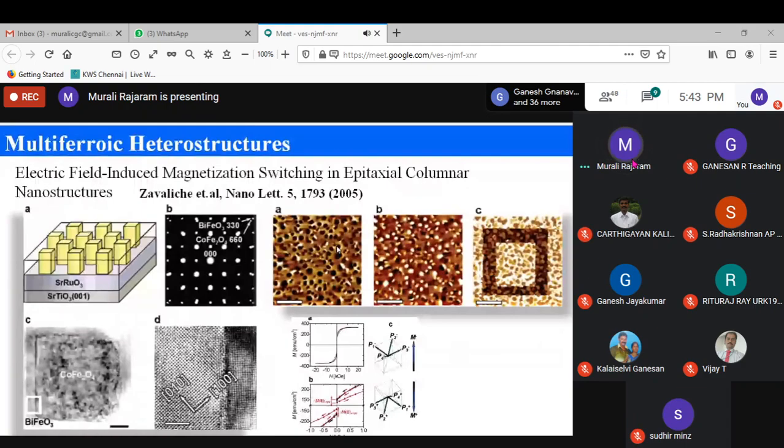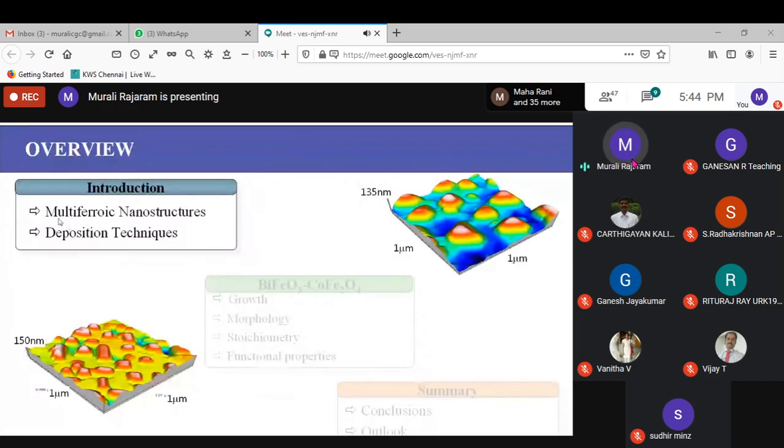And also they have measured ferroelectricity using piezo force microscopy, and it shows ferroelectric property also. So this material is quite important, because they have achieved at room temperature that you can change the magnetic polarization by applying an electric field. So in the slides which follow, we are going to explore this kind of material, bismuth ferrite, cobalt ferrite nanostructures. As I said, so far I have explained some introduction about multiferroic structures.